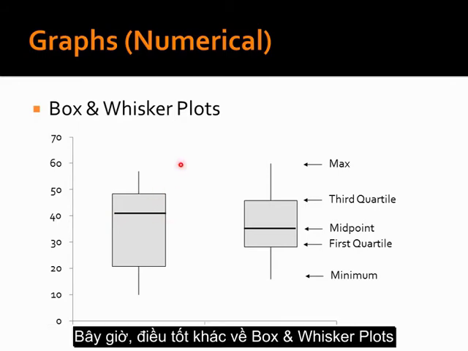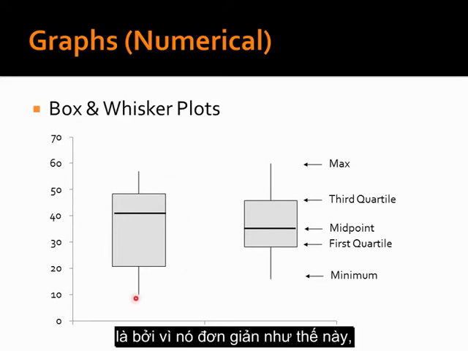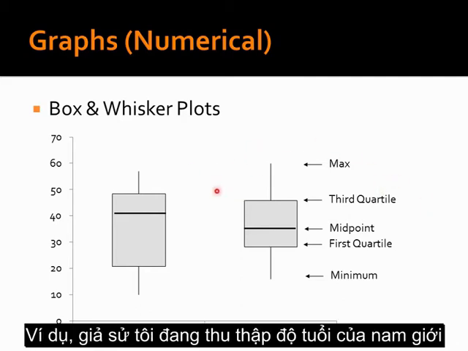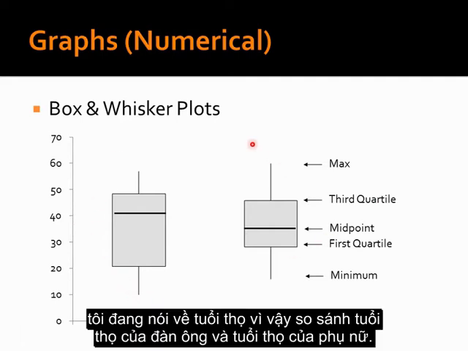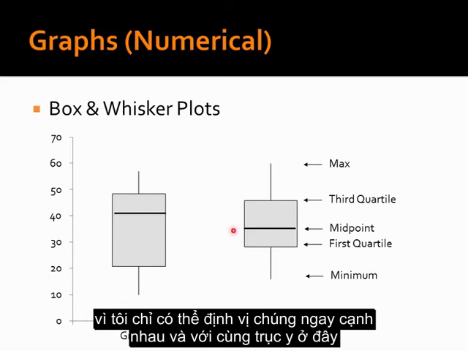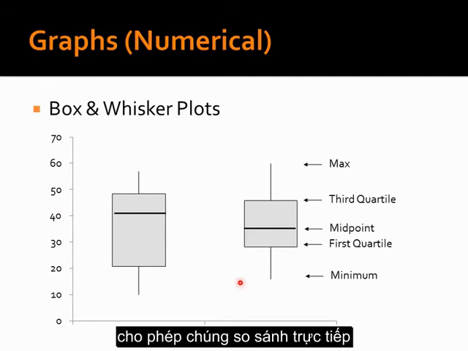Now the other thing that's good about box and whisker plots is because it's just self-contained, a simple picture like this, it makes it very easy to compare different groups of data. For example, let's say I'm talking about life expectancy of men versus life expectancy of women. I can compare them easily with box and whisker plots because I can just position them right next to each other, and the same scale of the y-axis allows them to be directly comparable.